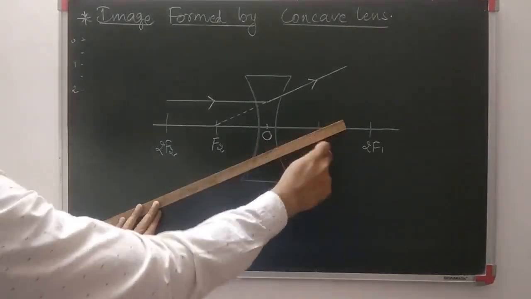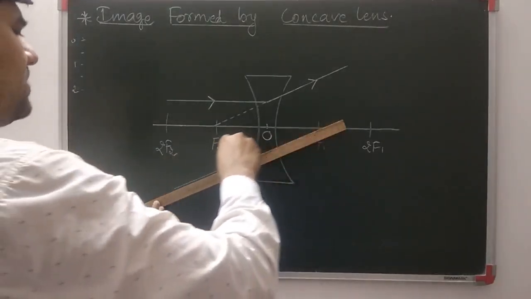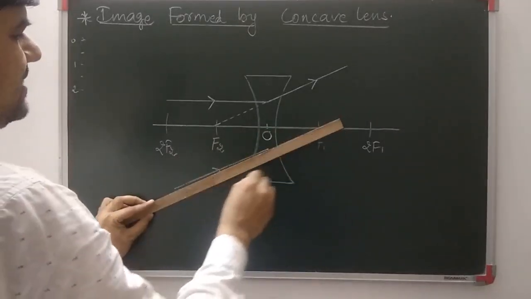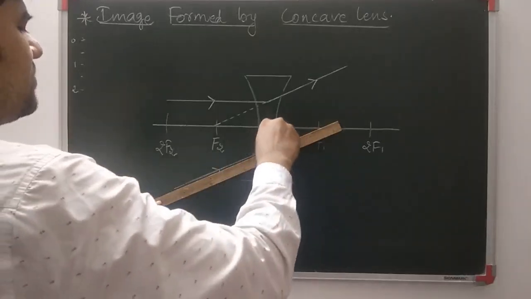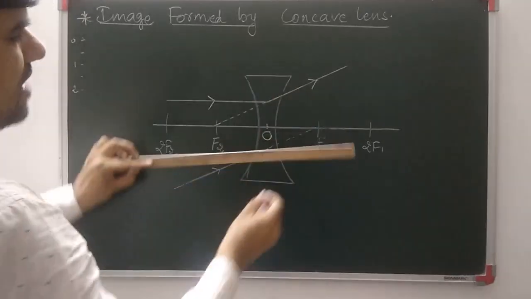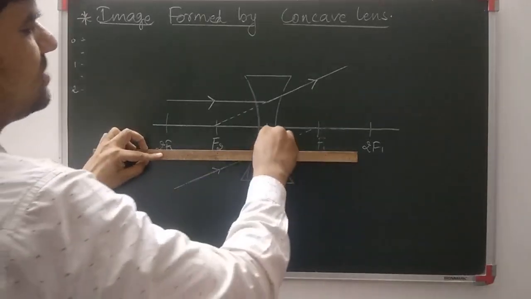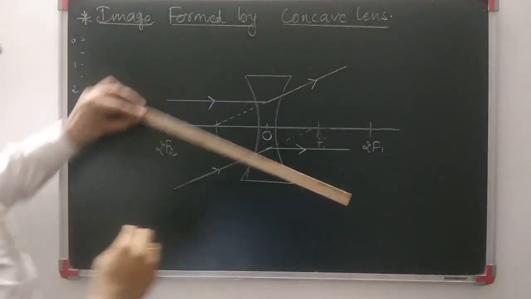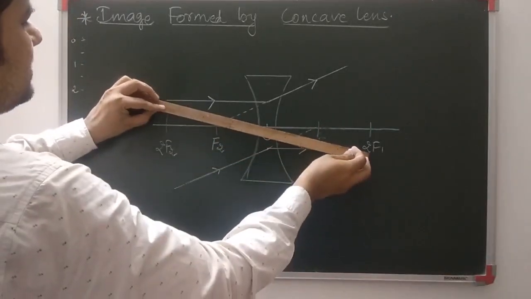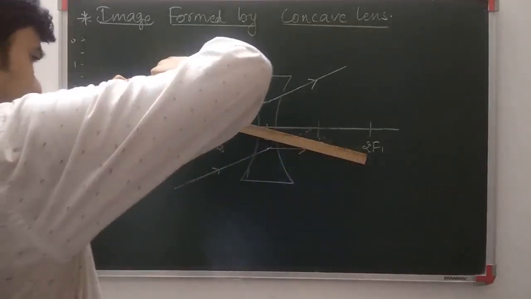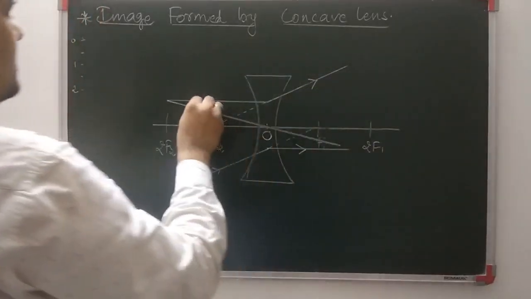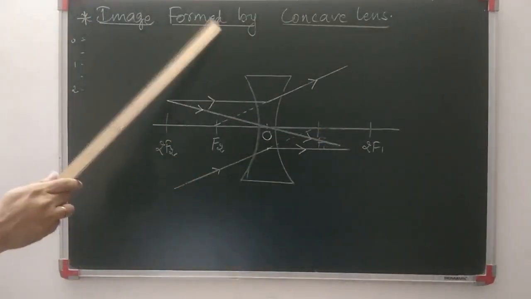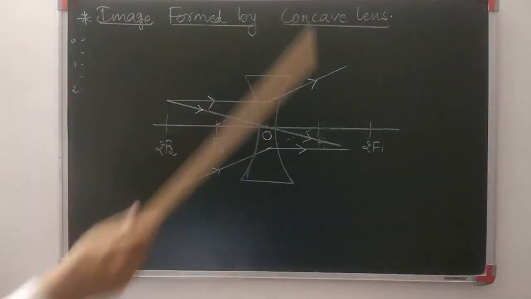See, this is the F1. The ray which is coming from an object, if we consider that the ray is coming from the focus, if I extend this, you can see that it is coming from the focus. After the refraction, it will remain parallel to the principal axis. And the third would be, if the ray is passing through the optical center, we cannot see any kind of refraction. So these are the three conditions for the image formation in the concave lens.